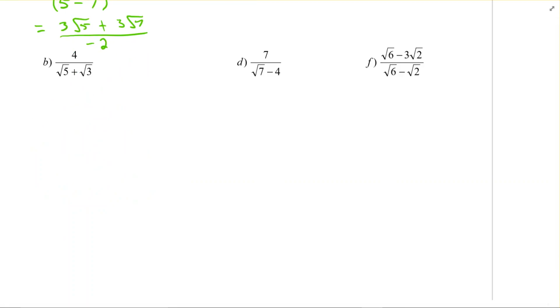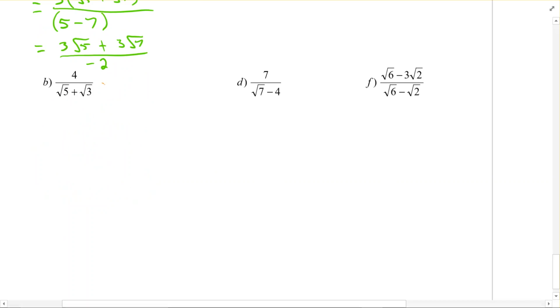B. Okay, so let's multiply the bottom and the top. It's got to be by the same thing. It's going to be root 5. Now, not plus, it's going to be minus. It's got to be the opposite sign. So root 5 minus root 3.